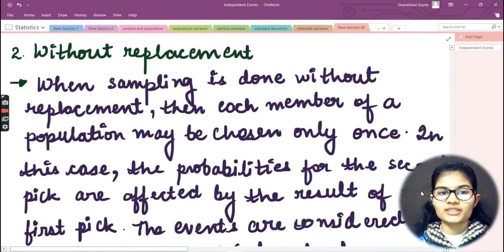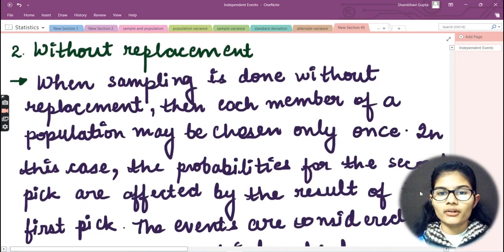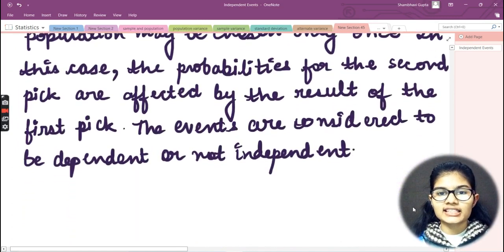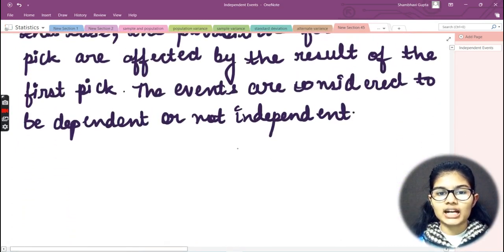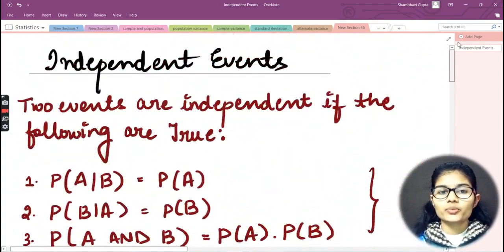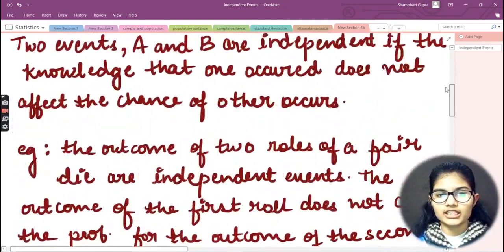Second is without replacement. When sampling is done without replacement, each member of a population may be chosen only once. So the probabilities for the second pick are affected by the result of the first pick, and the events are considered to be dependent or not independent. And this is where we completed our independent events. These were the things covered here in the independent events.